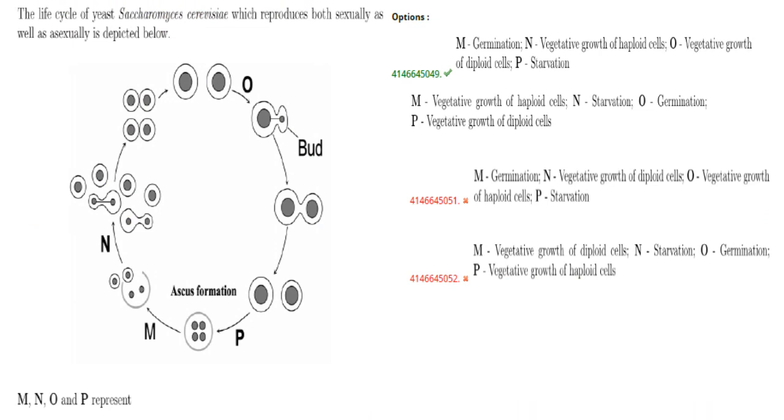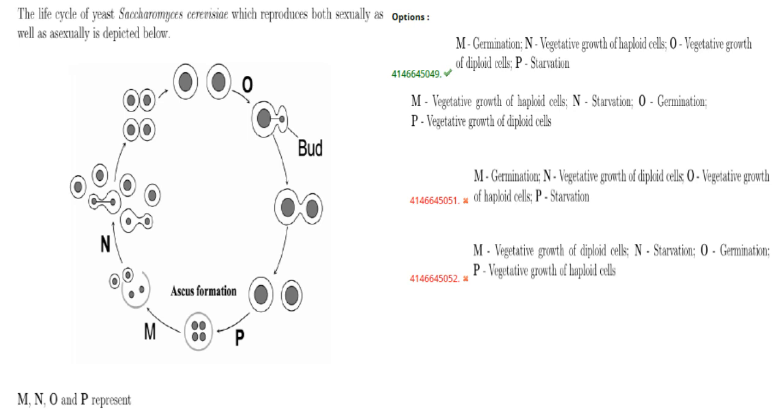Then coming to the next question. The life cycle of yeast Saccharomyces cerevisiae, which reproduces both sexually as well as asexually, is depicted below. M, N, O and P represent: M represents germination, N represents vegetative growth of the haploid cells, O represents vegetative growth of diploid cells, and P represents starvation. All the other options are incorrect. Only option 1 is correct.